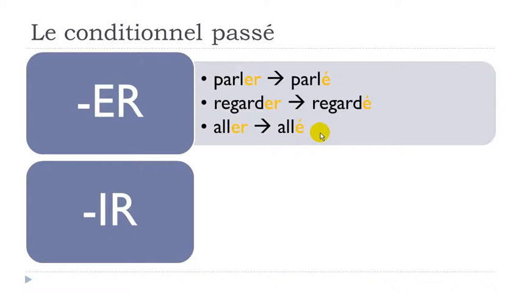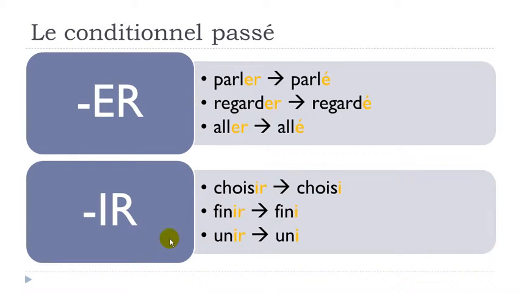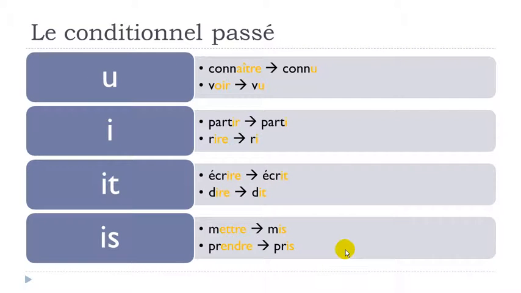Second group of verbs, so regular verbs, not all the ER verbs, quite easy as well. Let's take choisir, to choose, and it will become I. Finir, to finish or to end, and it will become I. Unir, to unite, and it will become I. So it's quite easy. Choisir, choisi, finir, fini, unir, uni.